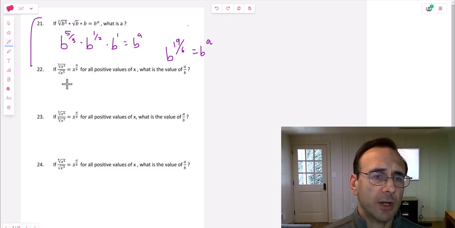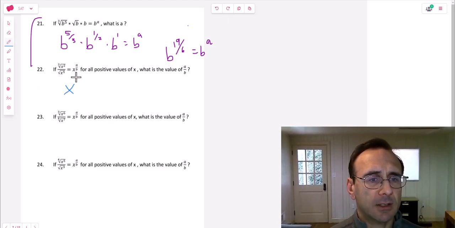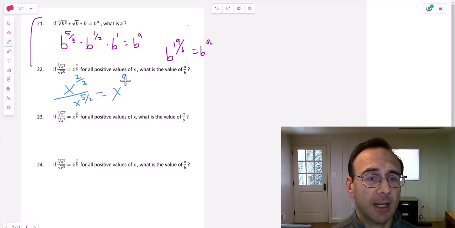One more of these, 22. Again, we want to rewrite these. So up top, you got x to the 2/3. On the bottom, you have x to the 5/2. What do we do when we divide? How do we combine the exponents?